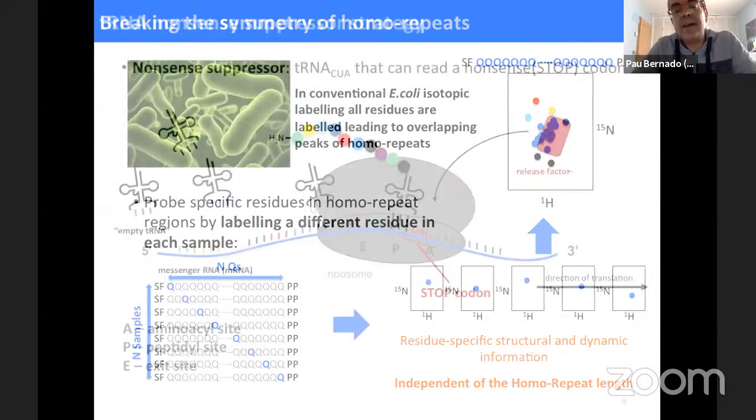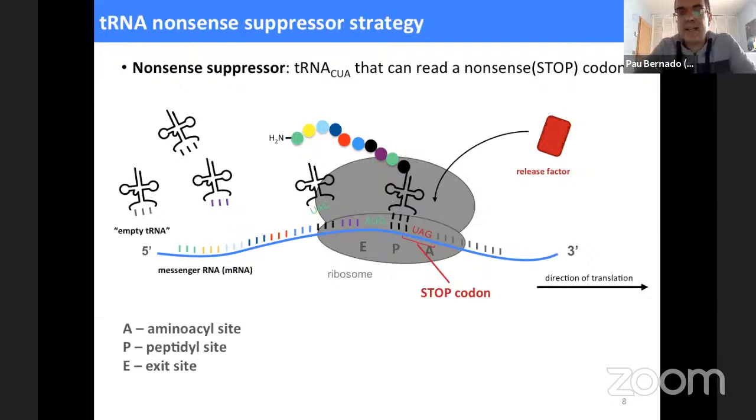So you all know how proteins are synthesized in cells. Essentially, the sequence of the protein is coded in the mRNA. This mRNA is recognized by the ribosome, and the ribosome decodes this information through other molecules, which are the tRNAs. The tRNAs have the anticodon that recognizes the specific sequence on the mRNA and helps the ribosome synthesize the exact sequence coded in the mRNA. When it reaches a stop codon, there is no tRNA that recognizes it. A protein called release factor binds to the ribosome, the ribosome disassembles, and the protein is synthesized.